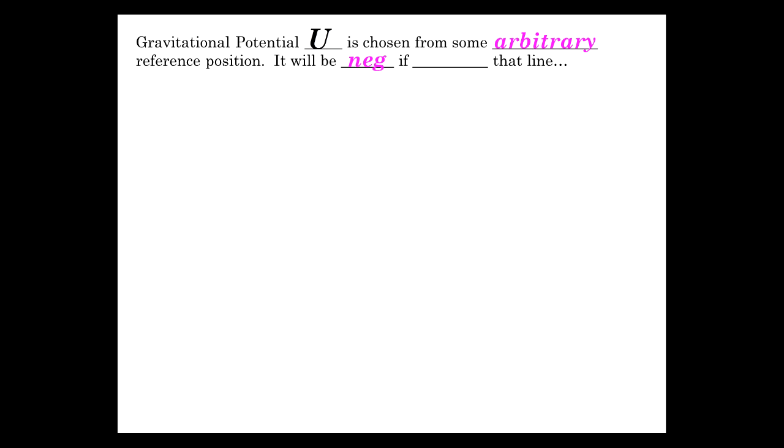Now, it'll be negative if it's below that line. Just like if you define the potential energy of an object between the floor and the ceiling, from the reference point of the ceiling, that potential energy will be negative. It's the same thing here. So if we're below the line, it's negative.